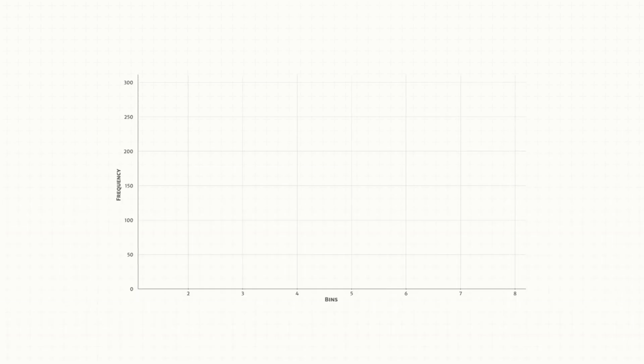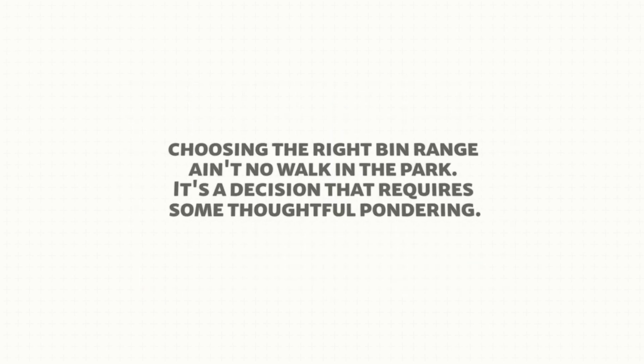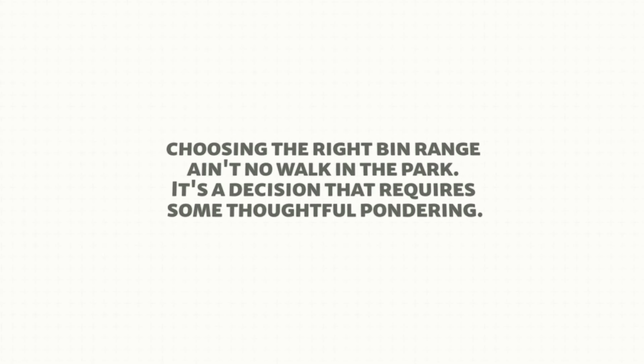Think of the histogram as a fancy bar chart. Each bar represents a frequency count of several bin ranges. But here's the thing. Choosing the right bin range isn't a walk in the park. It's a decision that requires some thoughtful pondering. So let's dive into the art of bin range selection.